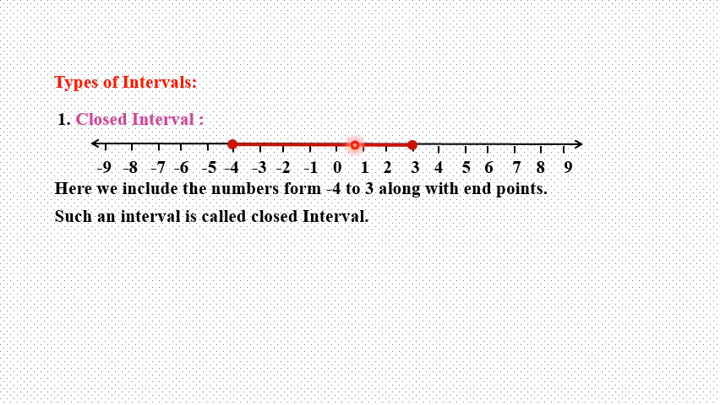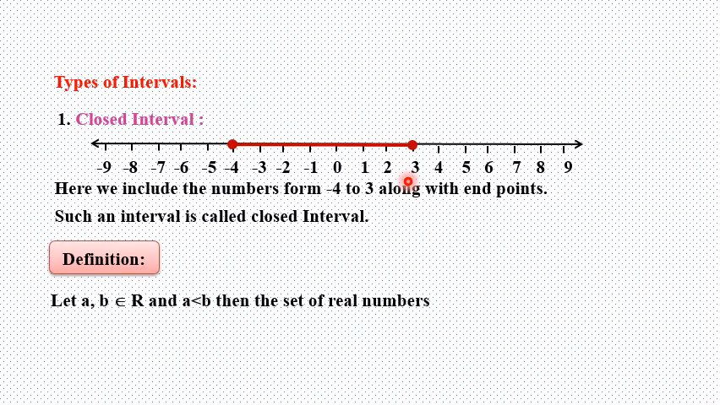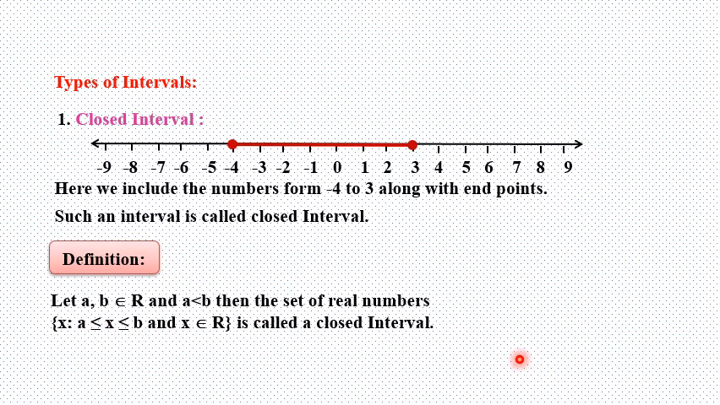Here, a dark circle means it is included. Definition of the closed interval: if a, b belong to R and a is less than b, then the set of all real numbers x, where x is in between a and b, x belongs to R, is called a closed interval. It is denoted by square bracket of a, b.